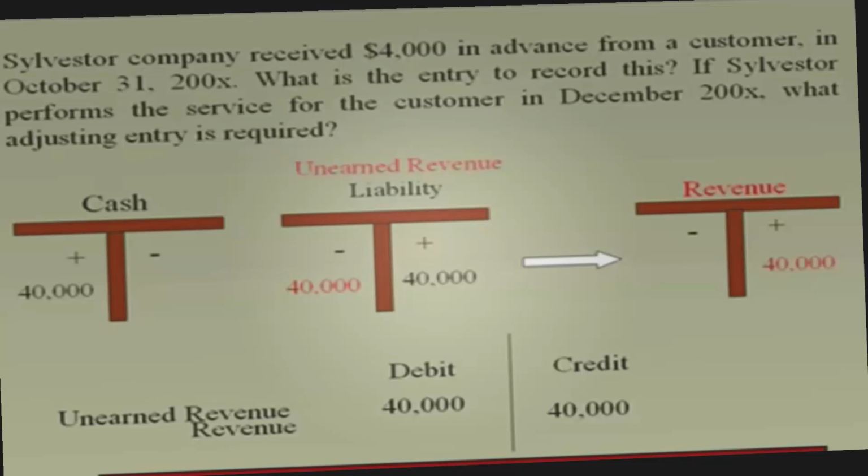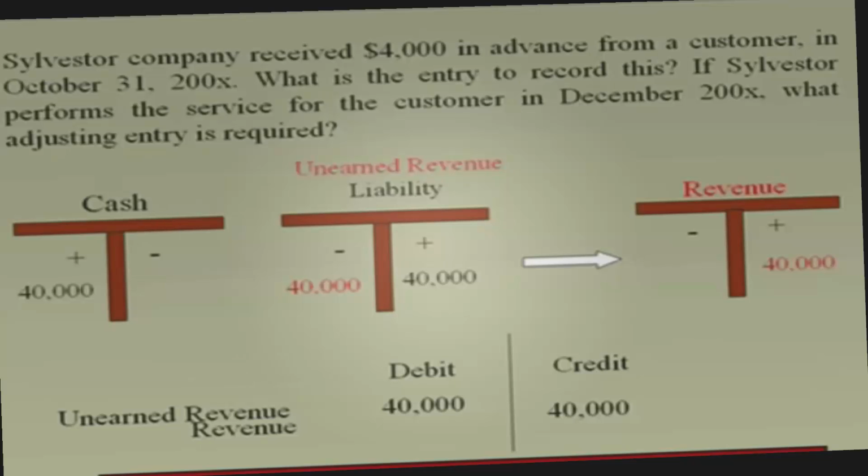You don't have the liability anymore because you did what you were supposed to do, so you don't owe them anything. So the liability minus 40, which means unearned revenue has vanished. It gets converted to revenue. Unearned revenue, which is a liability, would now be shown as revenue. The journal entry is below you. Unearned revenue, left entry, debit 40, revenue, right entry, credit, 40.